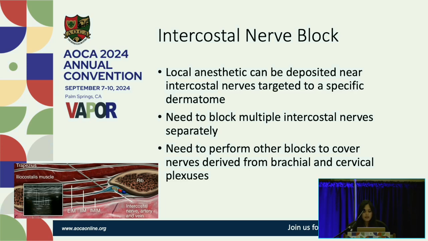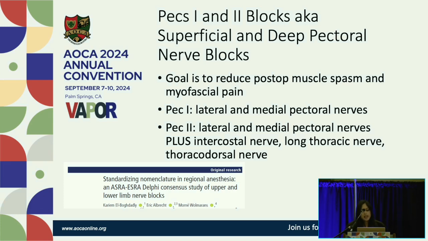This can be effective in providing analgesia for breast surgery, but like I said, there are several disadvantages. There's a need for multiple injections. There's a high incidence of incomplete block, and a greater risk of pneumothorax, pulmonary damage, and local anesthetic toxicity. And I want to touch on the PEC blocks.